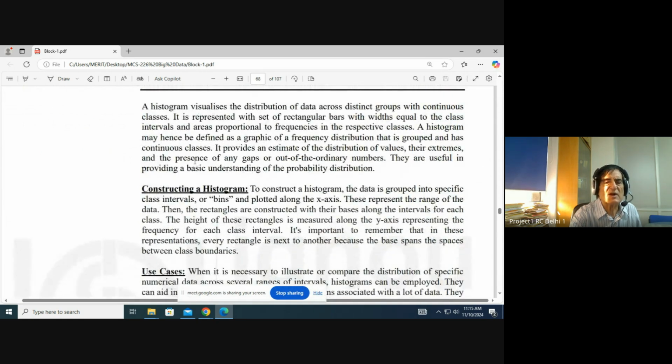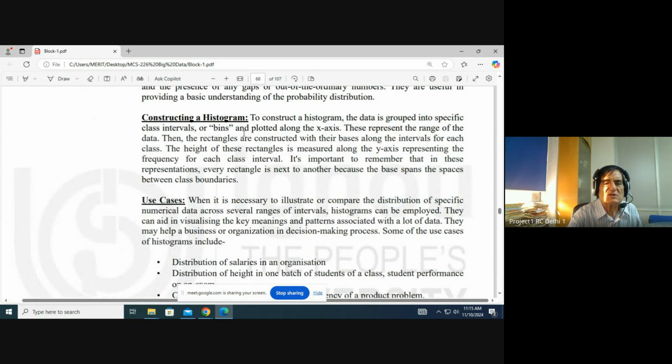The histogram visualizes the distribution of data across distinct groups with continuous classes. To construct a histogram, the data is grouped into specific class intervals or bins and plotted along the x-axis. These represent the range of the data. Then rectangles are constructed with their bases along the interval for each class. The height of these rectangles is measured along the y-axis, representing the frequency of each class interval.